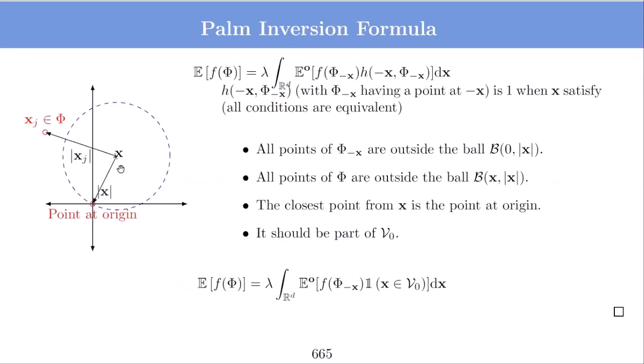So x would be in the Voronoi cell of 0 because it is the closest point to x. That is the definition of a Voronoi cell: it consists of all locations for which this point is the closest one. Any other point is farther away than norm of x, so x lies in the typical cell V0. So I can write this same thing instead as the Palm expectation of f(Φ−x) times the indicator that x belongs to V0, dx.